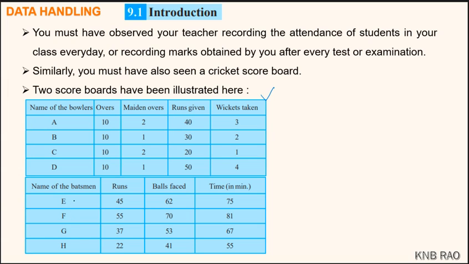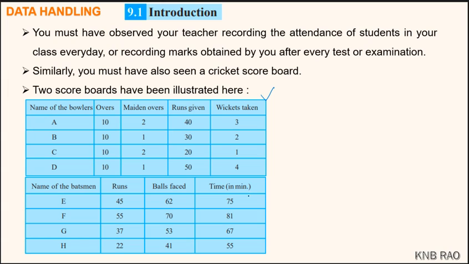Here the names of batsmen are given as E, F, G, H, and the number of runs scored by them respectively is shown as one column, and the number of balls faced by them, and the number of minutes that they could stand while batting. That means how much time they have batted or they could stay in the field, that is given as a third column.